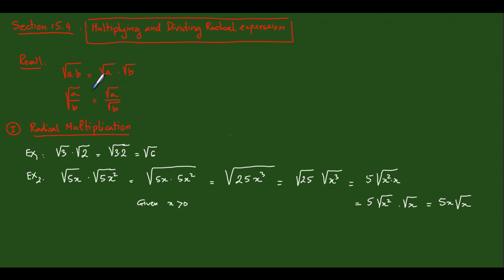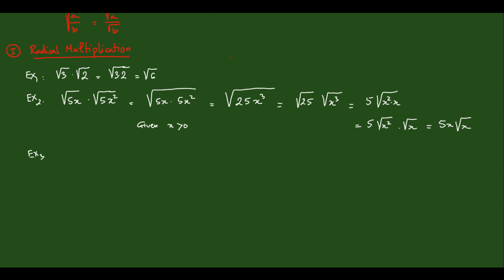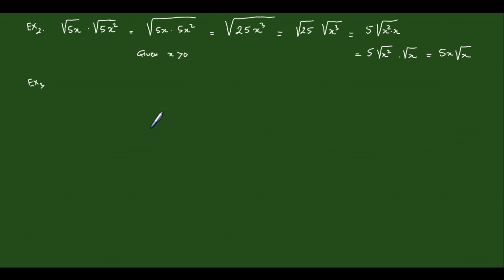So over here I use this property twice. First of all I go from right to left, then I go from left to right to simplify it. Okay. All right. Now, what if you have something like this? What if you have a radical and you have a pair of parentheses? What if I have the square root of 3x?